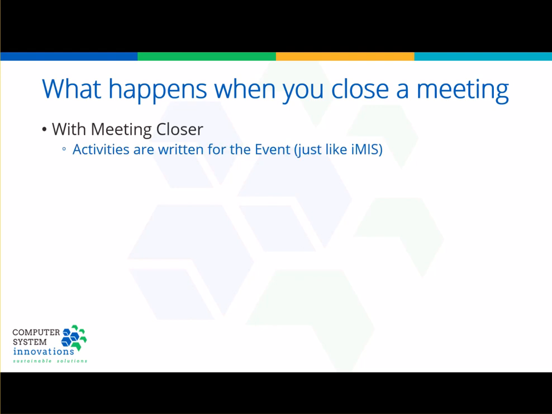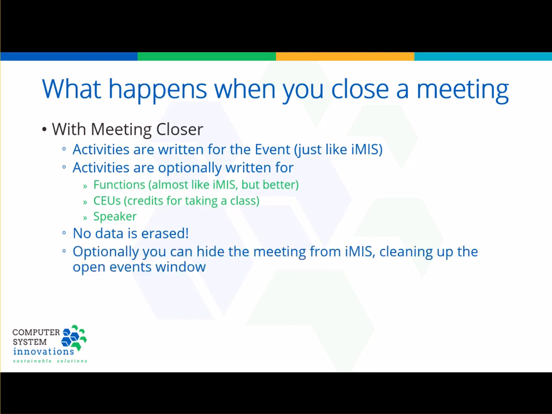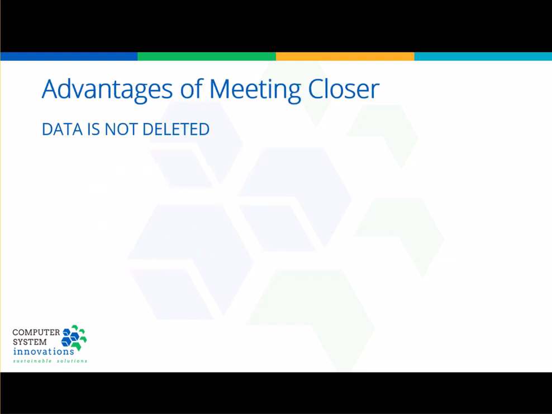With Meeting Closer, we also write those same activities, meeting. We also optionally write activities for the functions, a little bit like iMIS, but even better. The CEUs, the speakers, of course, speaker activities. And then this is the best part about Meeting Closer, no data is erased. But you can hide the meeting from iMIS, and that helps clean up the open events window. That was one of the main reasons that people wanted Meeting Closer, because if you had a ton of meetings, finding a meeting in the event window on the desktop took a long time. So, what are some of the advantages of Meeting Closer?